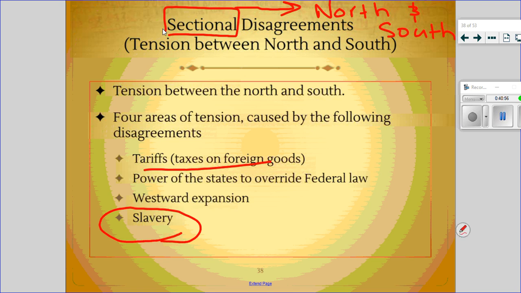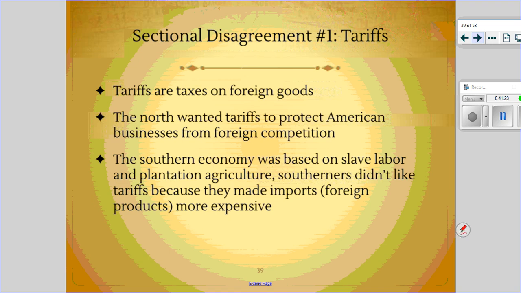The power of the states to override federal law is going to be an aspect of tension. And westward expansion are those territories that, you remember we talked about the Louisiana Purchase, we talked about Texas and the Mexican Cession, the Oregon Territory. Are they going to be free states or slave states? That's going to be a major point of tension.